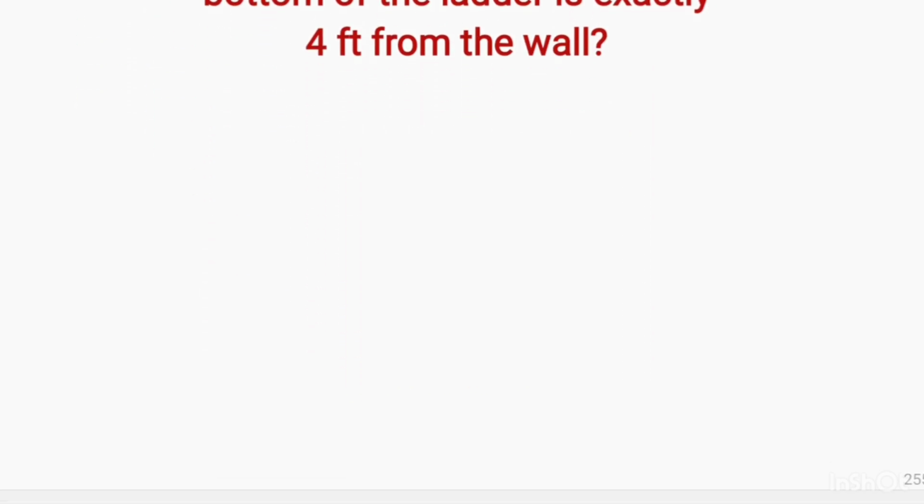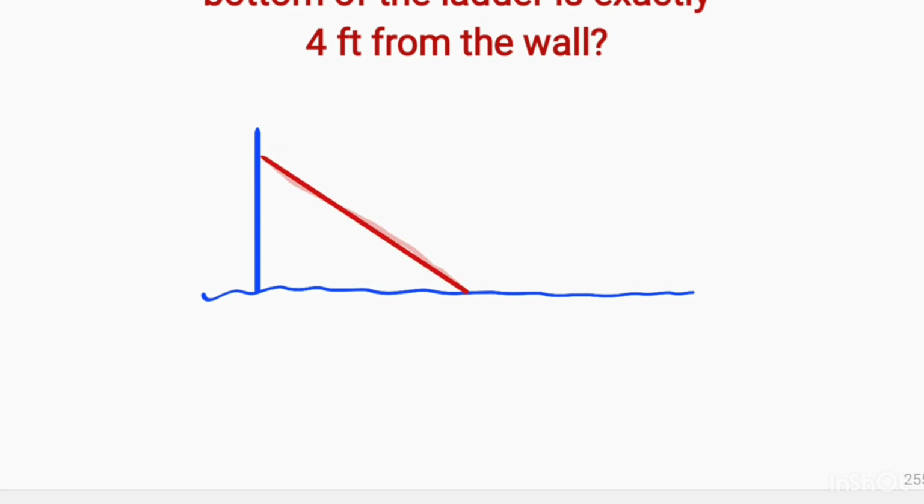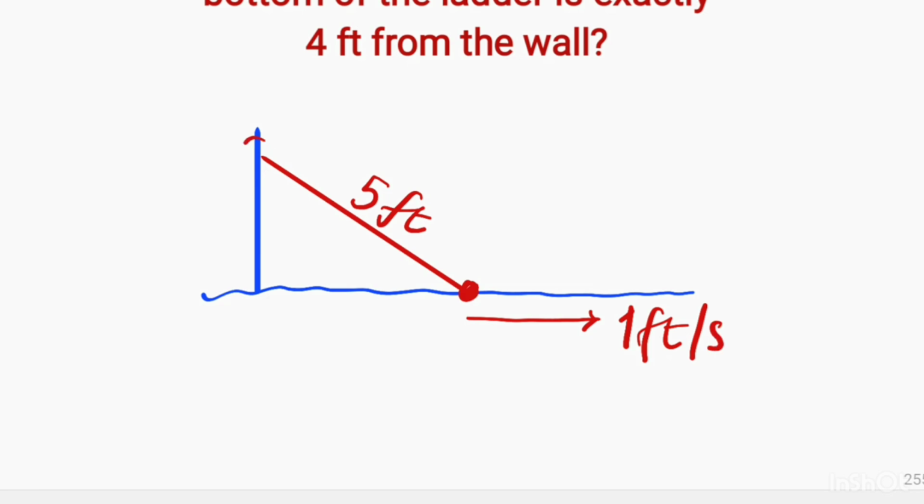Let us make a sketch. Let's assume this is the horizontal ground and we have a vertical wall here. And our ladder is leaning against this wall, something like this, and the length of the ladder is 5 feet according to the question. The rate at which the bottom here is sliding away is 1 foot per second. This is the rate. We are asked to determine how fast the top of the ladder is sliding down exactly when the bottom is 4 feet away from the wall. This is exactly what we are asked to find.